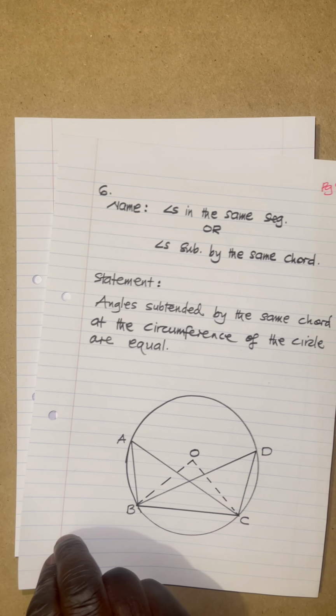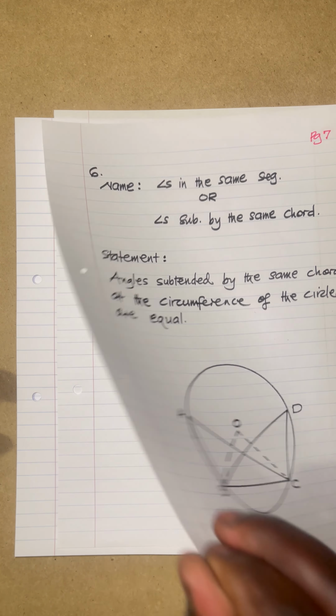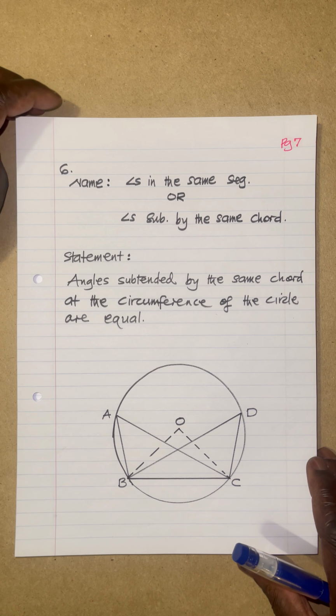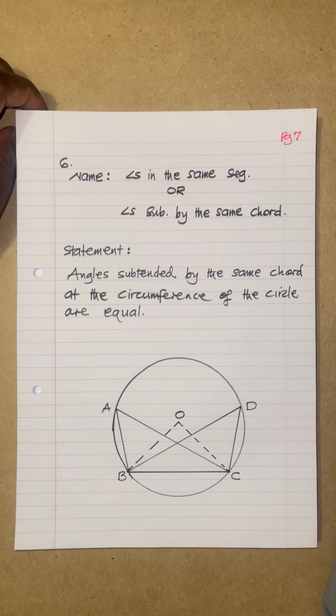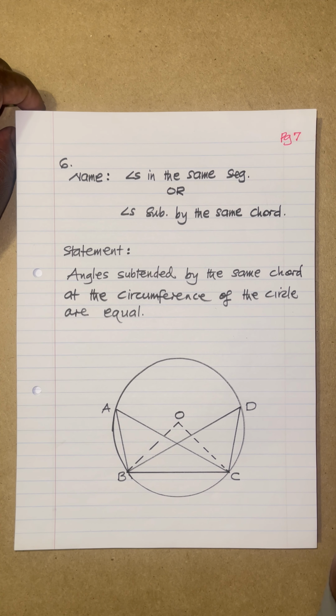Theorem number 6, basically it says angles in the same segment are equal. There it is. Angles in the same segment, that's the name of the theorem, and the statement: angles in the same segment are equal, or you can also say angles subtended by the same chord or arc at the circumference of a circle are equal.